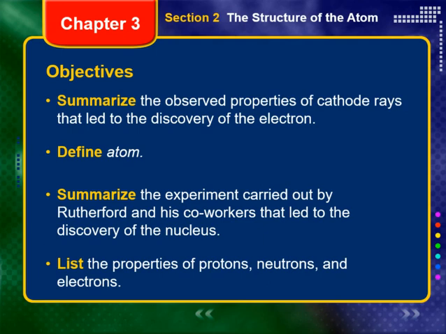At this point, you should be able to summarize the observed properties of cathode rays that led to the discovery of the electron, define atom, summarize the experiment carried out by Rutherford and his co-workers that led to the discovery of the nucleus, and list the properties of protons, neutrons, and electrons.